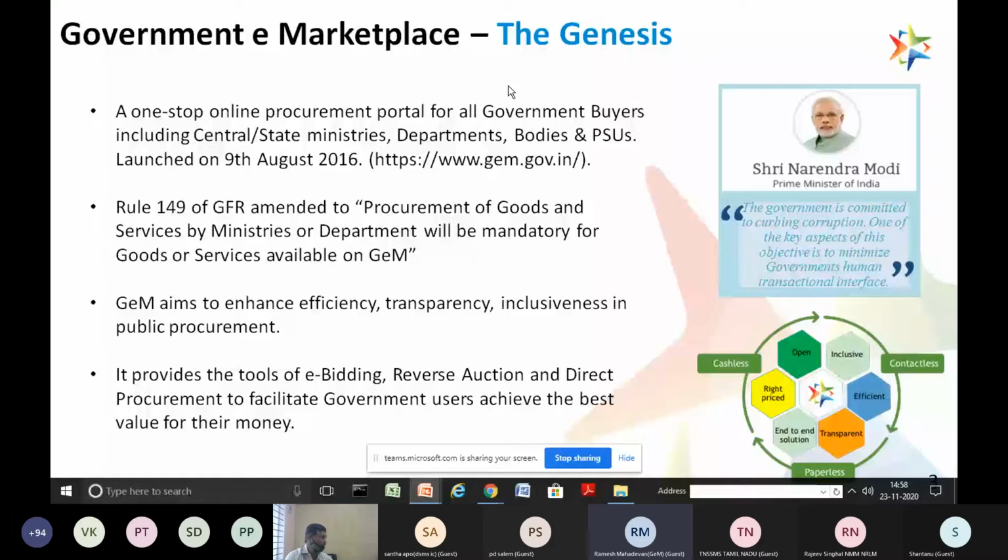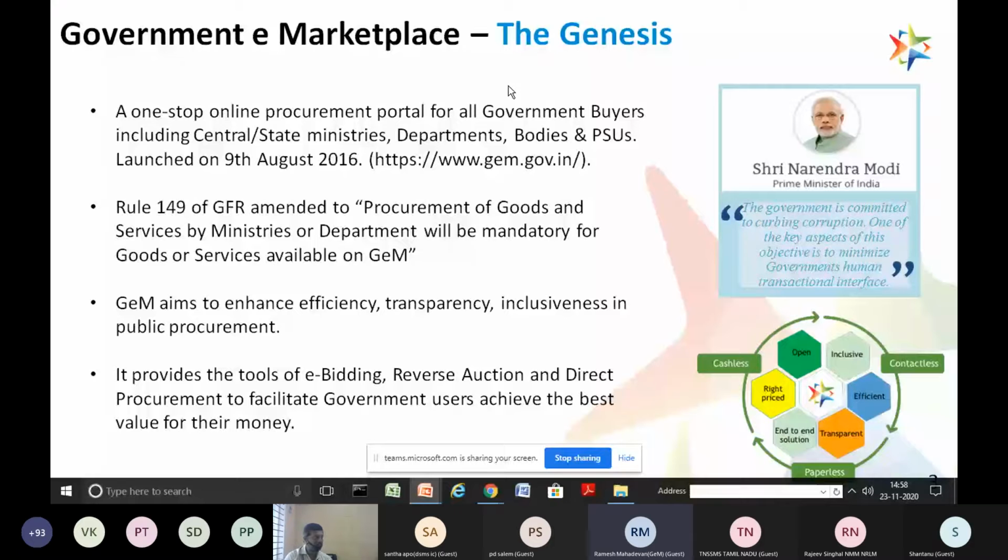This portal was started on 9th August 2016, and we have gone through various versions of it. We are currently on the third version and proceeding towards the fourth version. GeM is built around the GFR, the General Financial Rules, which is the Bible for central government institutions and organizations, and which states that it is mandatory for the central government to procure only from this portal. That is the kind of opportunity we have got on this portal for the SHGs.